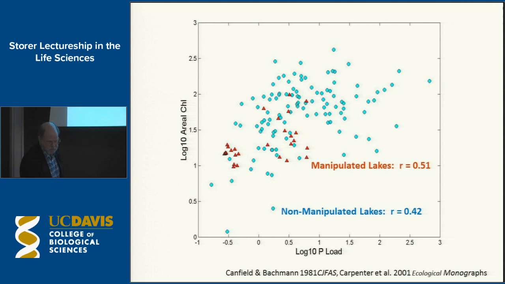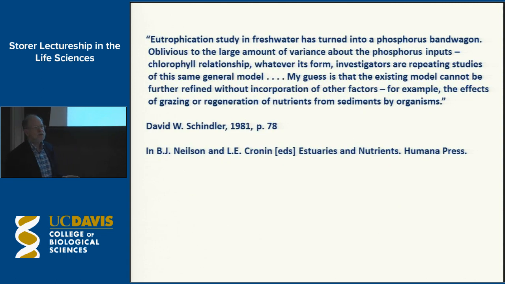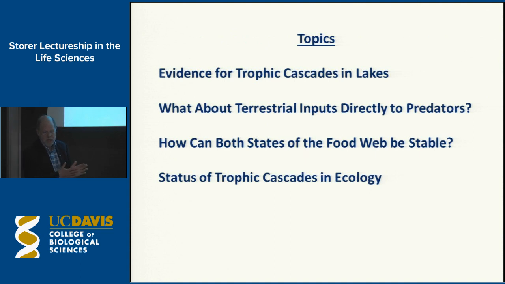At that time, limnologists were trying to figure out what it was. And Dave Schindler, who had led those famous experiments at ELA, said that eutrophication study had turned into a phosphorus bandwagon. The explanations for that scatter hinged mostly on other nutrients, on nitrogen or more exotic micronutrients that might explain the scatter. But as Schindler alluded, maybe it had something to do with the way lake food webs were put together. And that got me and many other people thinking about trophic cascades.